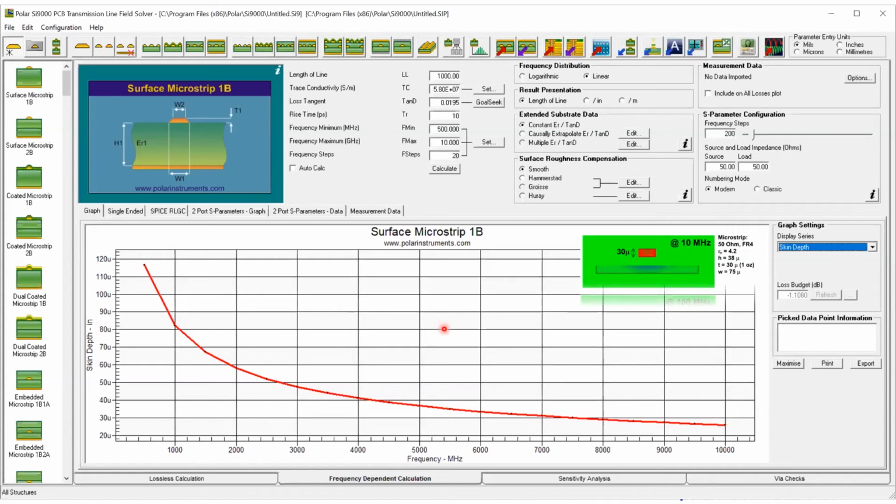Okay, there it is showing graphically up on the screen. As we increase the frequency, the skin depth decreases.